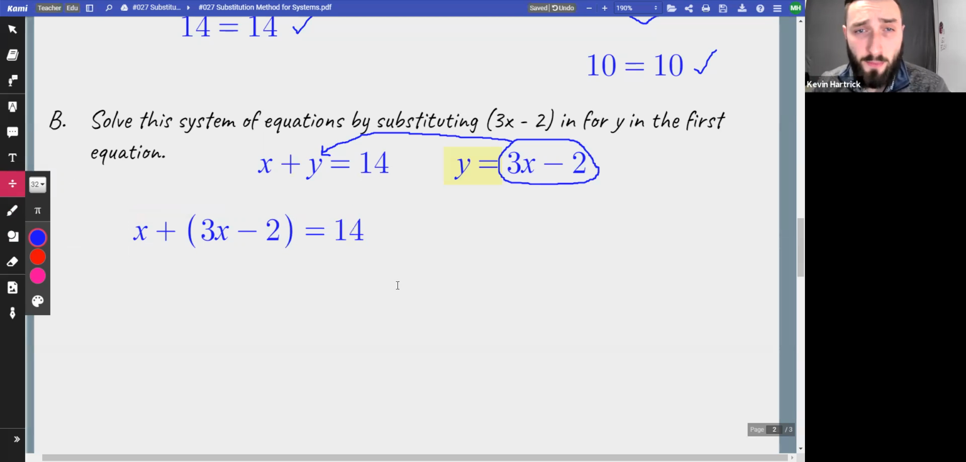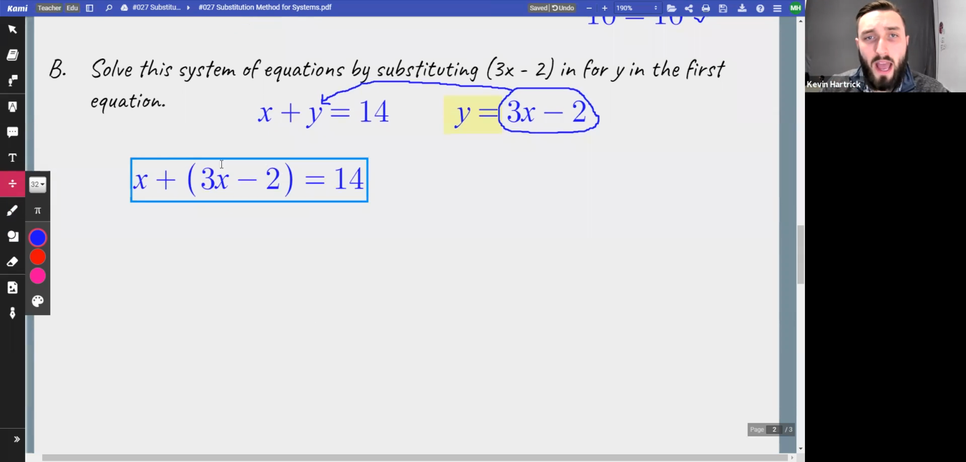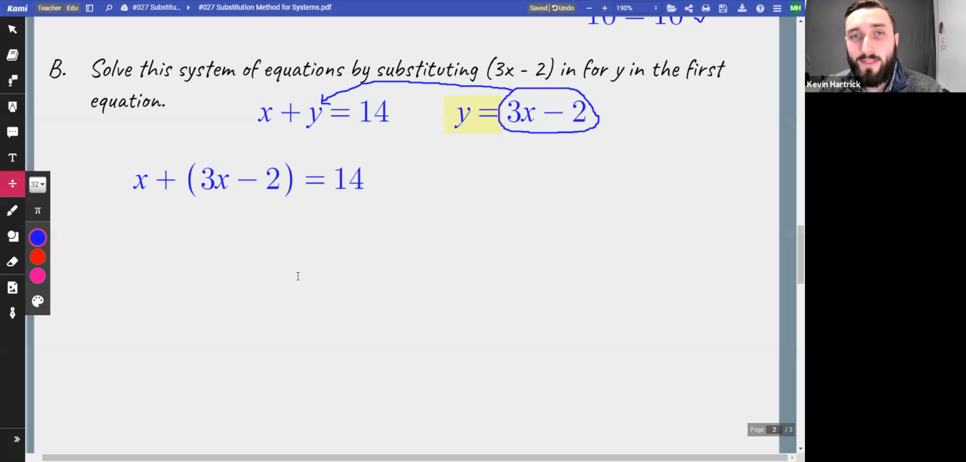This looks kind of complicated. First of all, why did I put in parentheses? Remember, anytime we substitute something into an equation or in for a variable, we put it in parentheses. Now, again, why did I do this? Well, now we have an equation that only has one variable. If it only has x, I can actually find what that x is using my algebra skills from the beginning of the year.